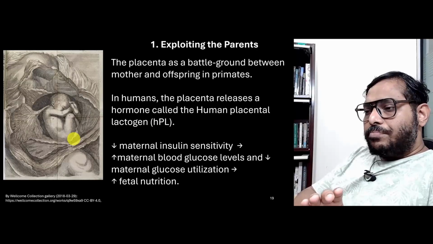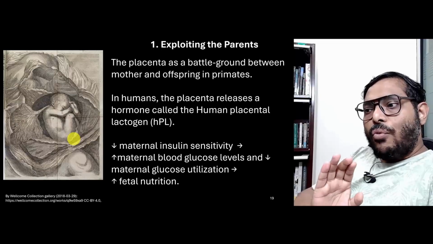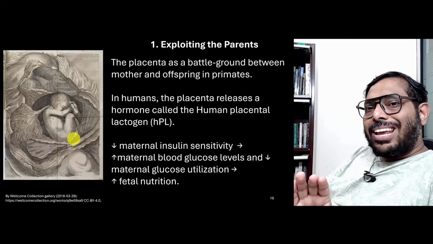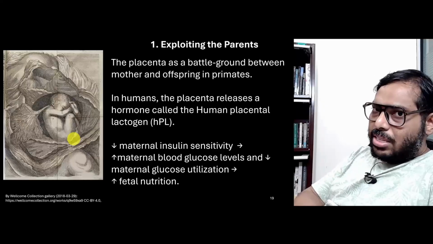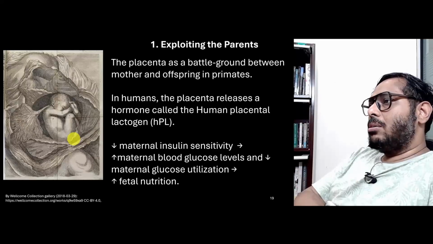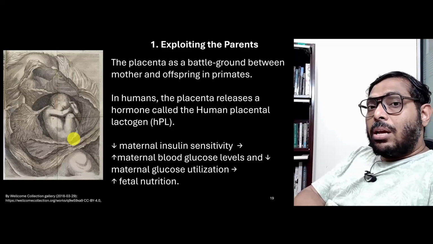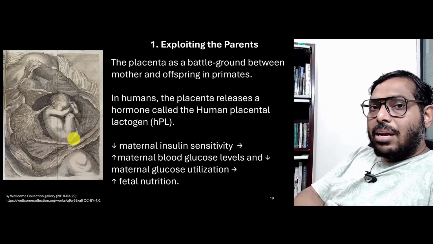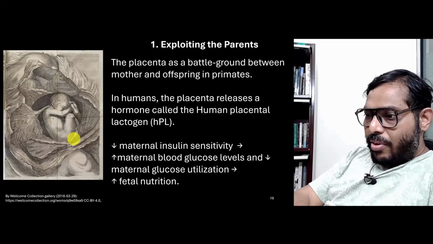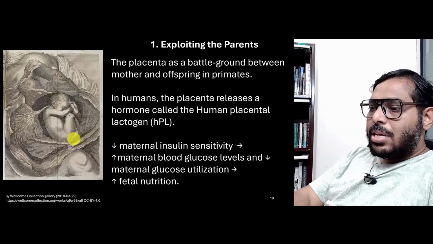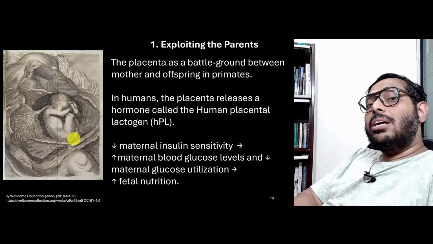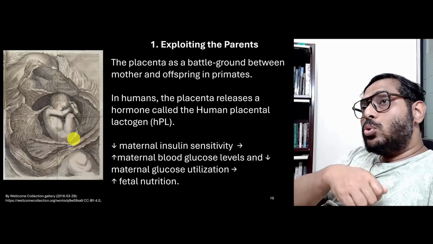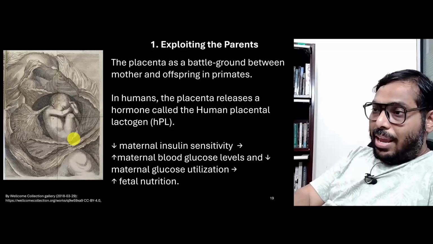Now, normally the mother has ways by which she can take care of this thing that the baby is doing, increasing its glucose level. But sometimes that control by the mother ends up failing, and when that happens, the mothers get what is known as gestational diabetes. Essentially, their sugar levels become abnormally high.